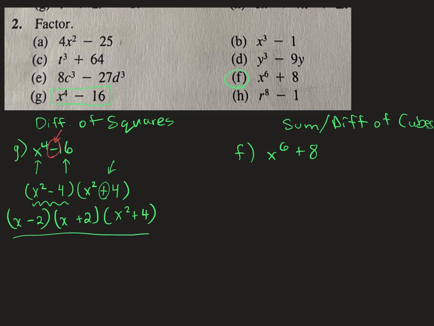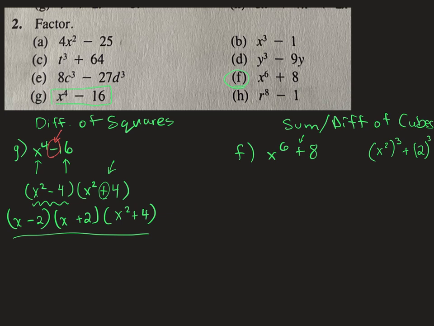Alrighty. Now, for sum or difference of cubes. With cubes, you don't have to have a minus sign. It can be a plus or a minus sign in between the two terms. And then each term has to be a perfect cube. For instance, x to the 6 is basically x squared cubed, right? That's how you would get x to the 6. You multiply the exponents. And 8 is essentially 2 cubed. So we do have a sum of cubes here.